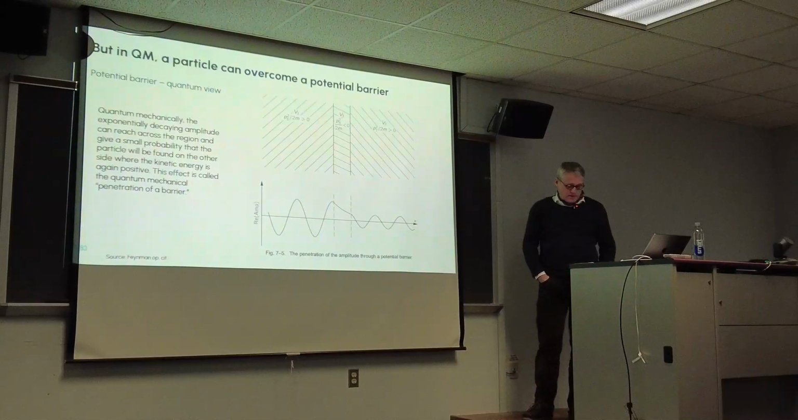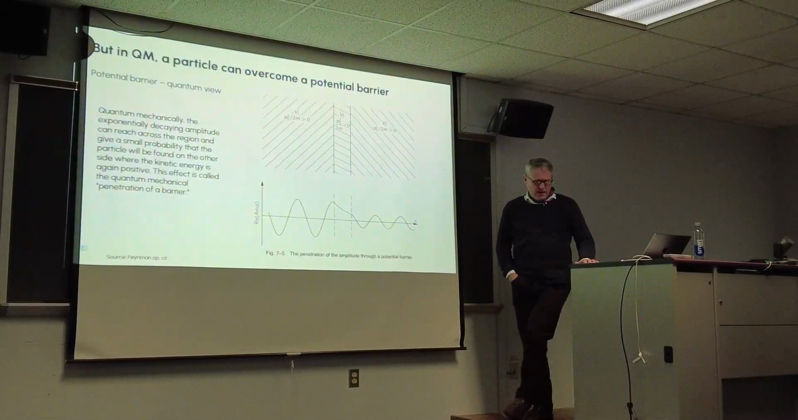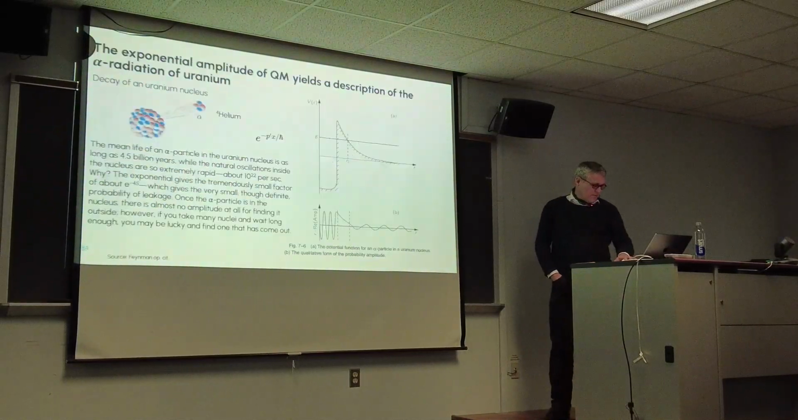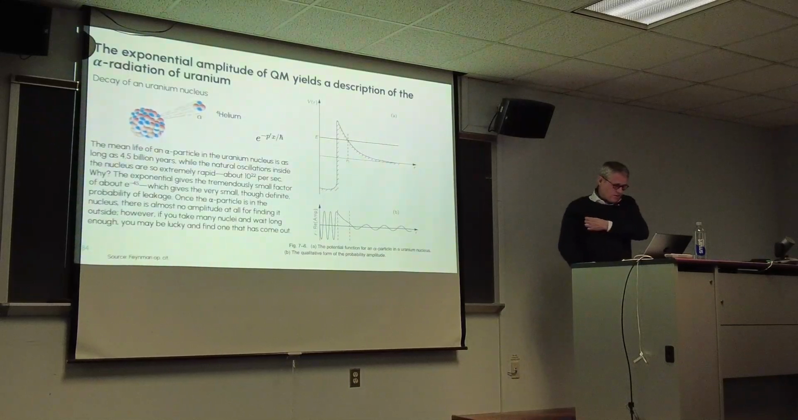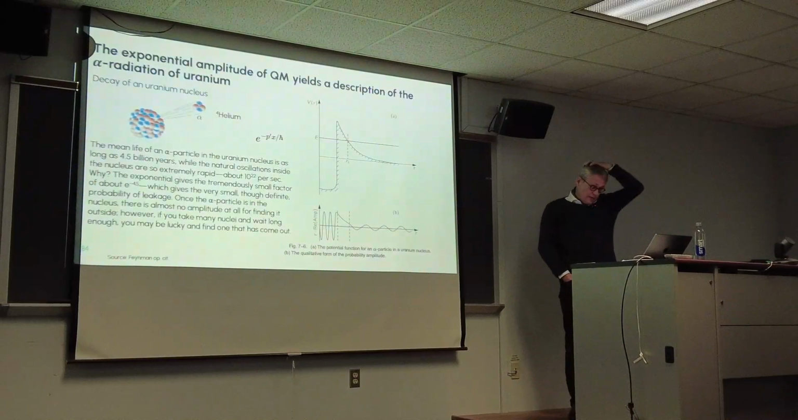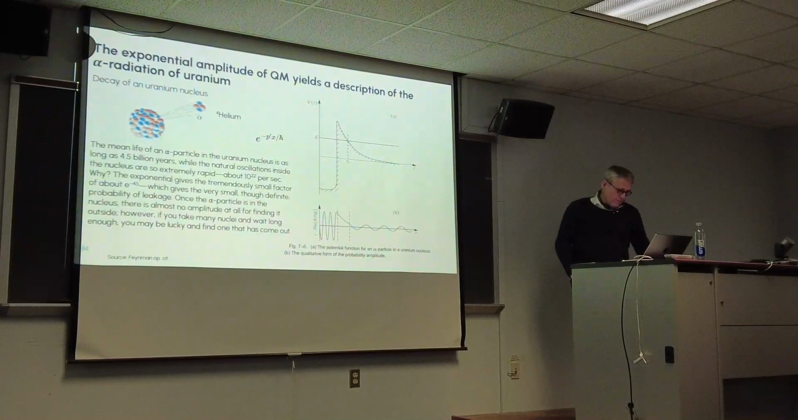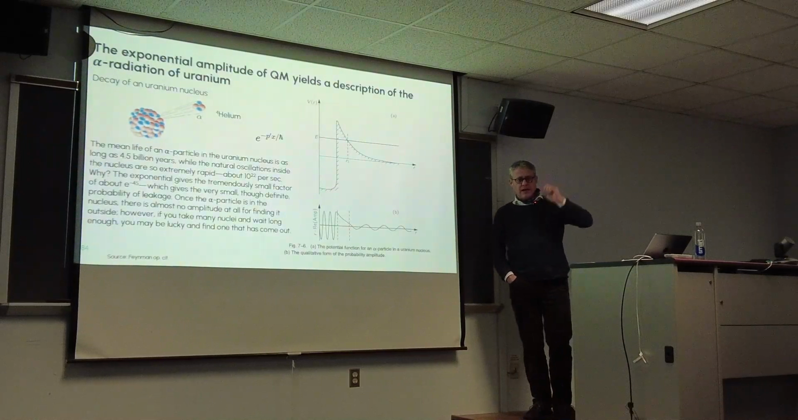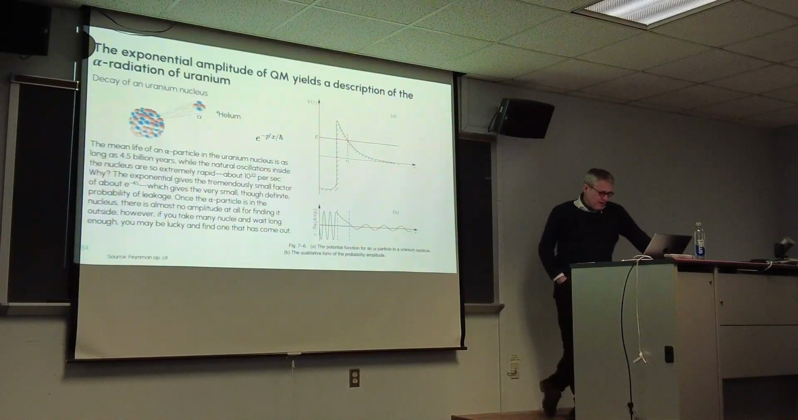What is interesting is, for example, and I think we will look at this example later, the radioactive decay of uranium can only be understood with this. We have it here. This is a uranium nucleus, and when it has radioactive decay, it will emit a helium atom. This is called an alpha particle. But the mean life of an alpha particle in the uranium nucleus is 4.5 billion years. So when you have a piece of uranium, on average, the alpha particle will stay there for 4.5 billion years.